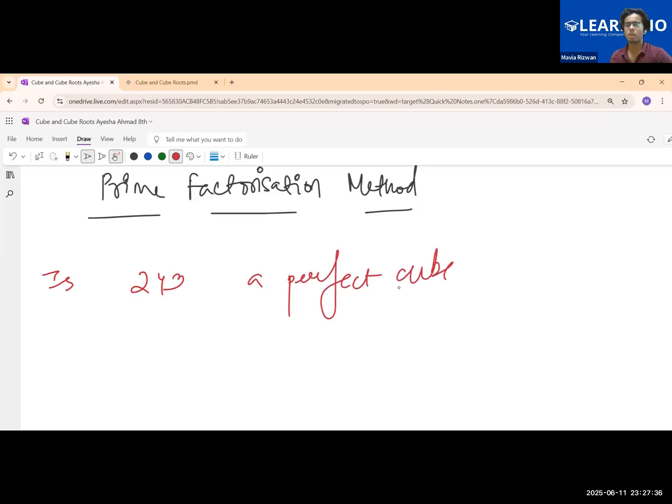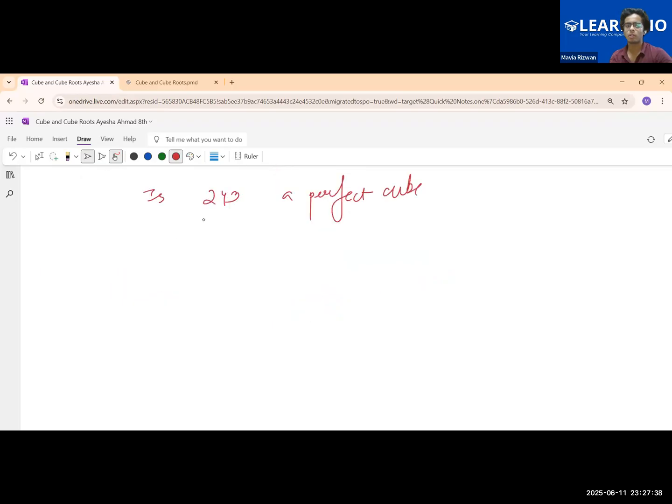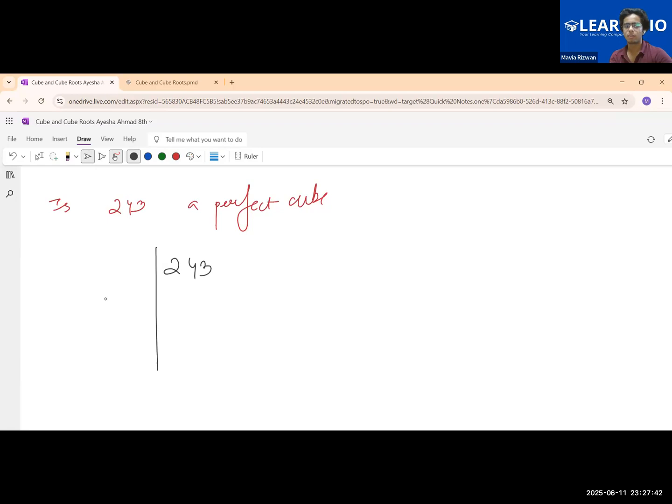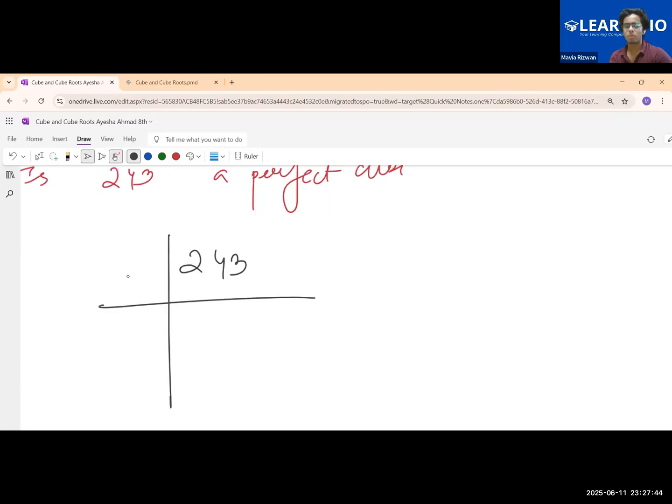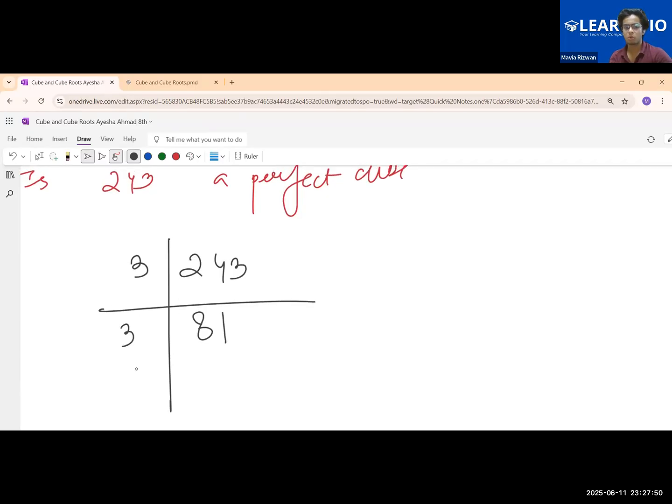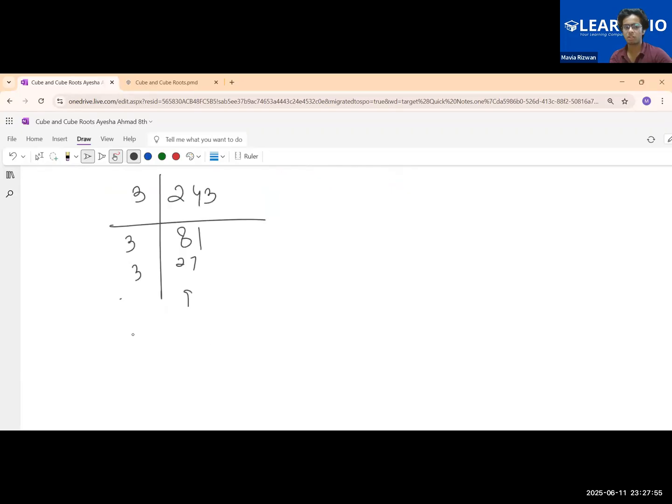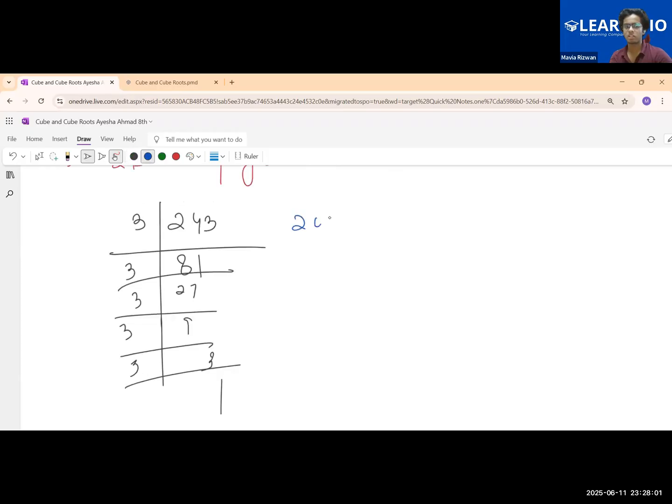So Aisha, we are going to prime factorize 243. Okay, sir. This would go by 3. 3 8s are 24 and 3 1s are 3. 3 again, this would be 27, then 3, this would be 9, then 3, this would be 3, then 3, this would be 1. I hope this is clear. Yes, sir. So 243 is 3 into 3 into 3 into 3 into 3.